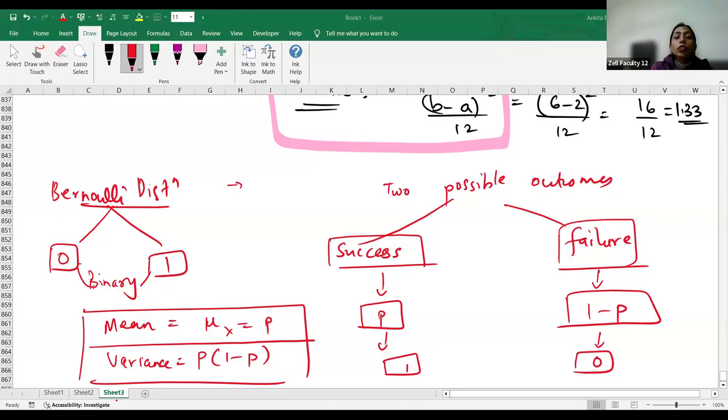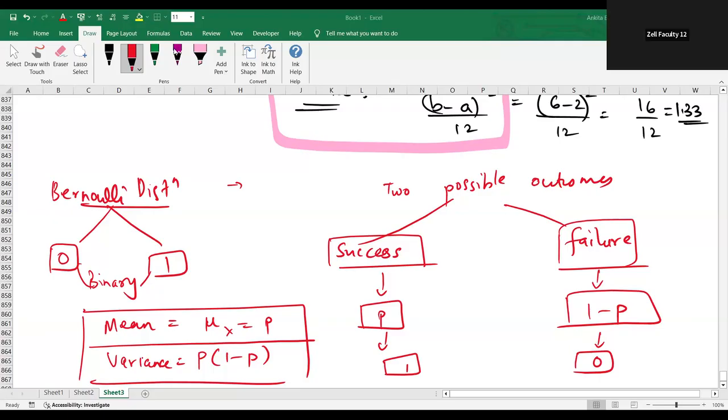Now in Bernoulli distribution, you do not have any questions. Questions would not be asked. Numerical questions won't be asked from you. You won't be tested on any practical questions here. Only you need to know the meaning: Bernoulli distribution means two possible outcomes can happen, a success or a failure. The mean is P and the variance is P into 1 minus P.